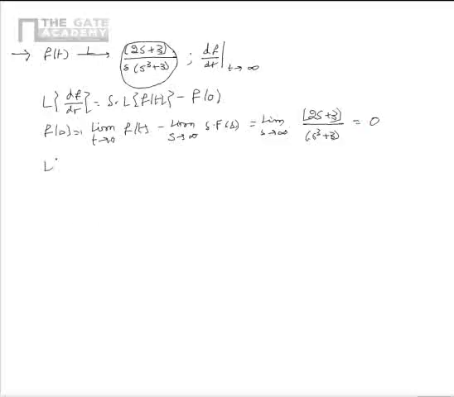So from this we see that the Laplace transform of df by dt is equal to s into (2s plus 3) divided by s into (s cube plus 3) minus 0. This is upon substituting for f of t and f of 0. From this, we see that the Laplace transform of df by dt is (2s plus 3) divided by (s cube plus 3).